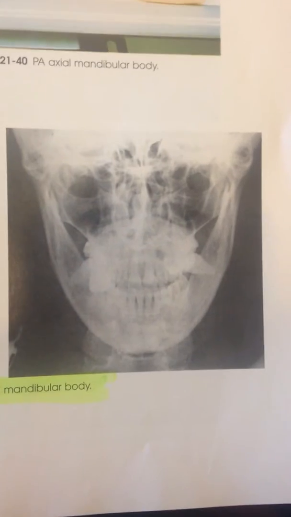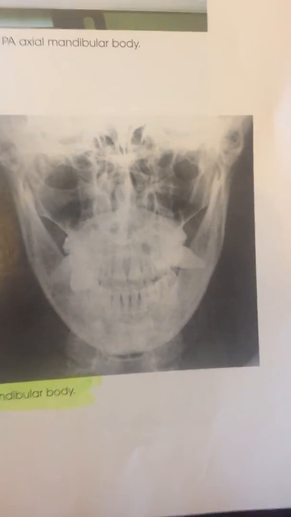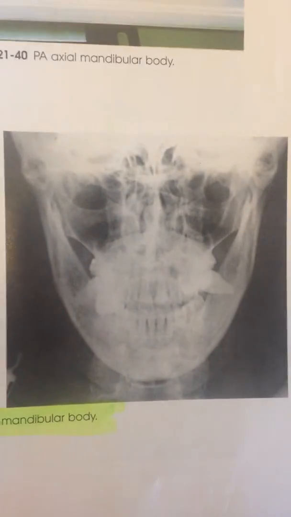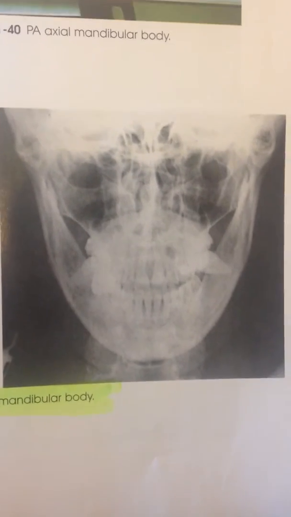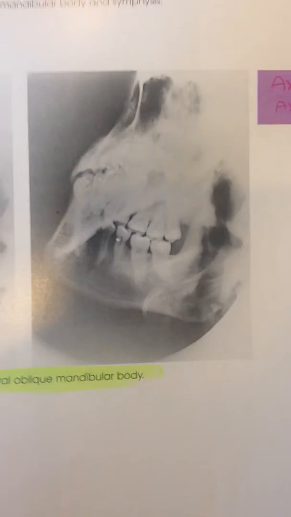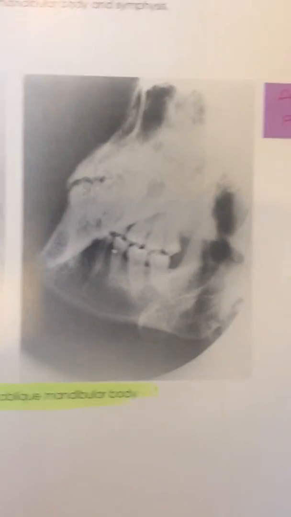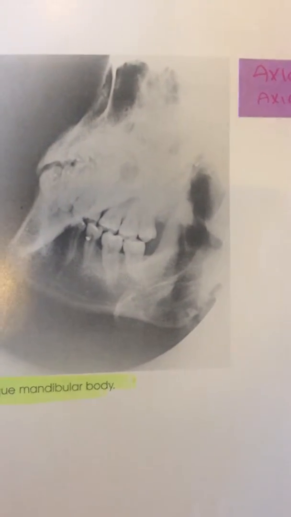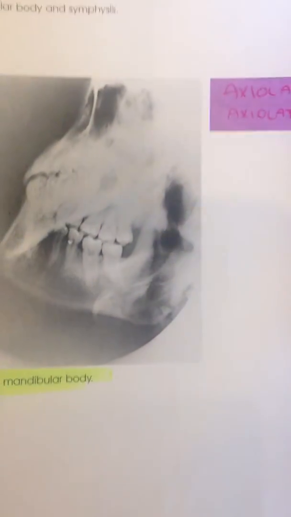Then for the mandible, we move on to the PA axial projection: the mandibular body, the TMJ just inferior to the mastoid process, and symmetric rami. And then we move on to the axiolateral and axiolateral oblique projections of the mandible. And this one is for the mandibular body.